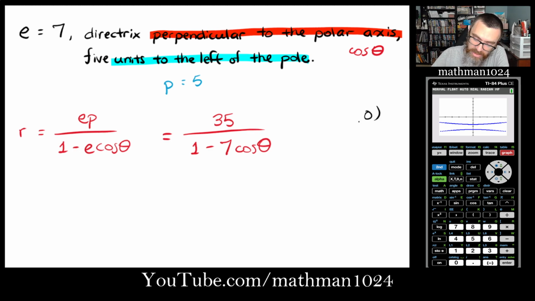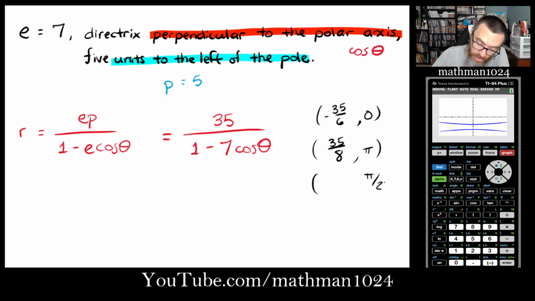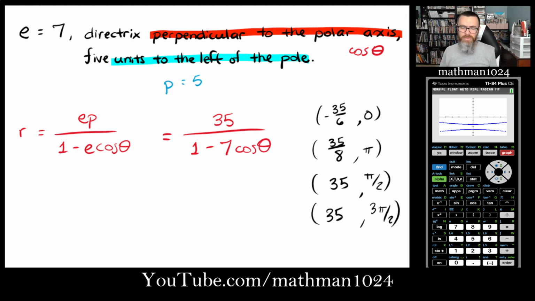If I plug in 0 for theta, that's going to give me 1. So it gives me negative 35 over 6. If I plug in positive pi, I get 35 over 8, as long as I'm doing my math correctly on that. Now, if I plug in pi over 2, that turns this whole cosine term into 0, so you end up with 35 here. And if you were to plug in 3 pi over 2, you'll get 35. So you're going to have some really extreme values.